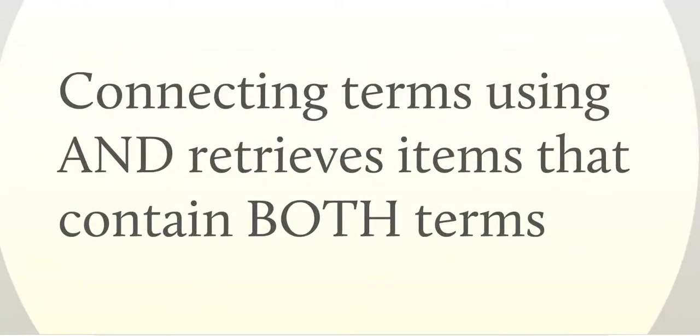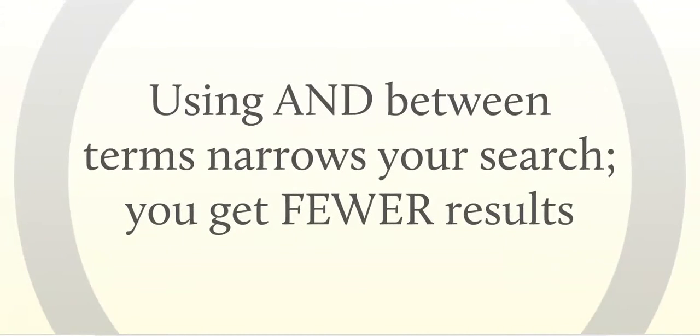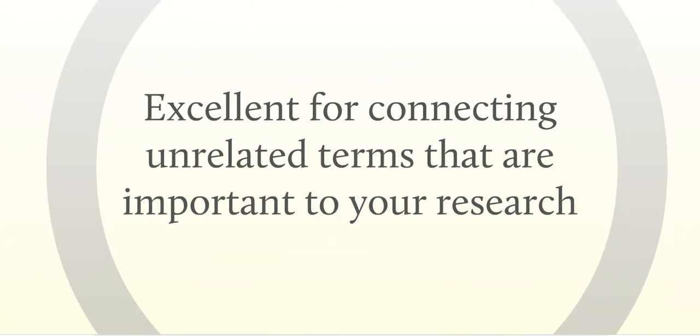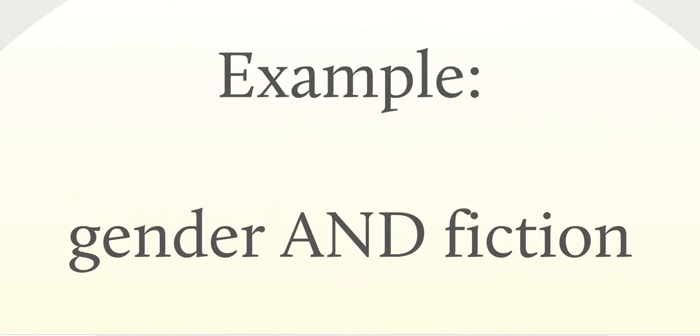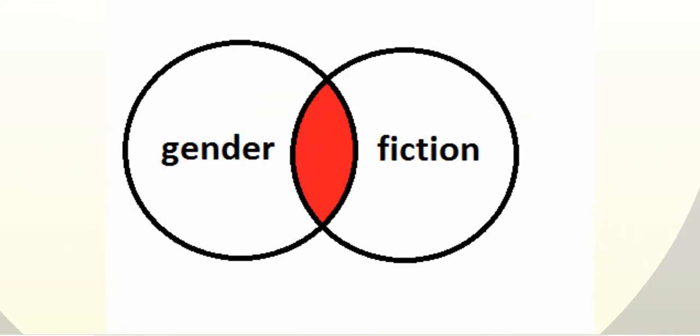AND functions in almost the opposite way. Connecting terms using AND retrieves items that contain both terms. Using AND between your terms narrows your search and you get fewer results. AND is excellent for connecting unrelated terms that are both important to your research. For example, gender AND fiction will retrieve results that contain only both terms.